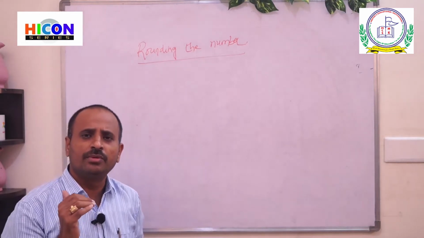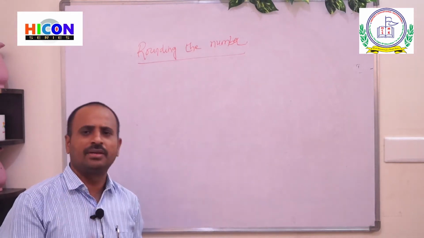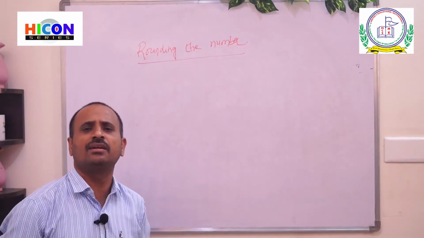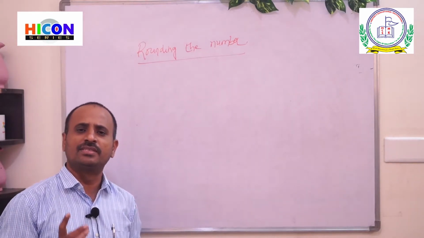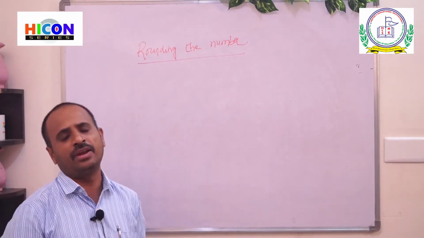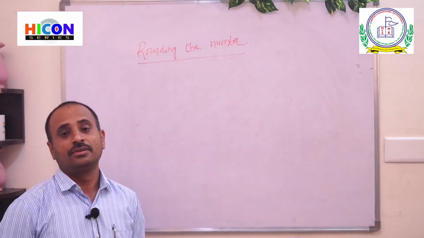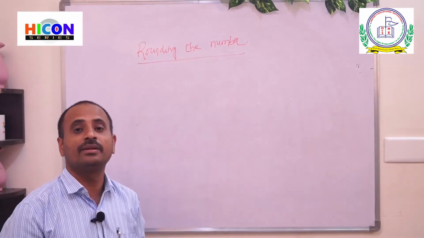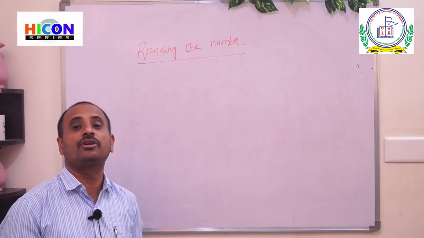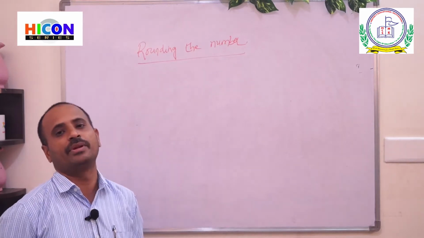if we don't remember the exact value or exact number, then we will say the number which is nearest to the exact value. So that nearest number which is nearer to the exact number is called rounding or rounded number.